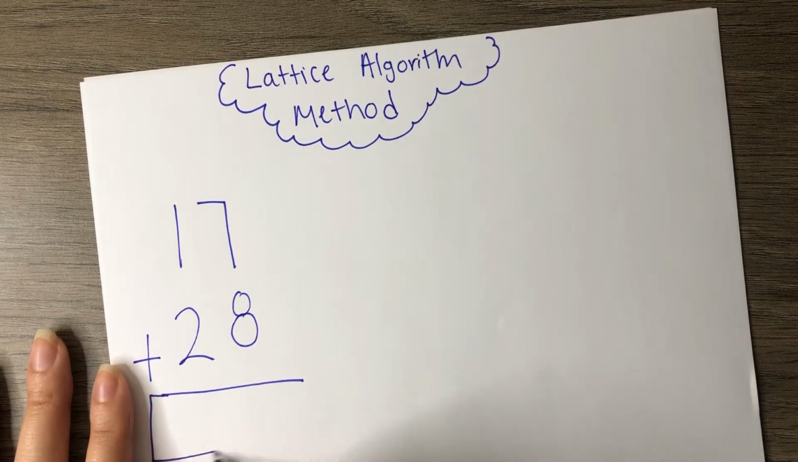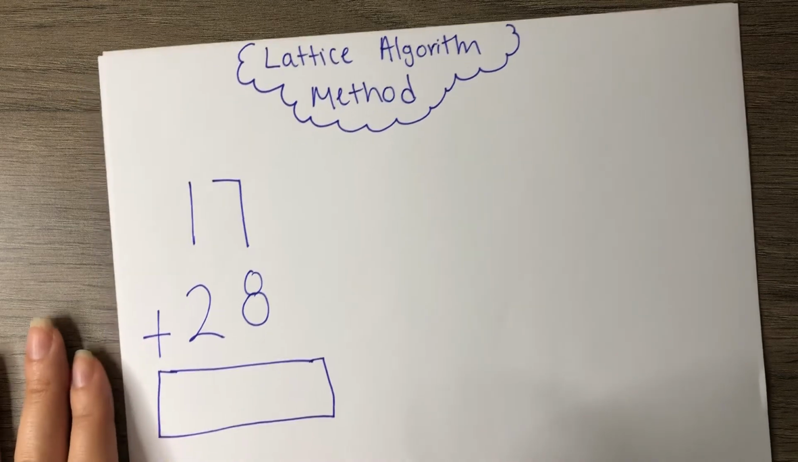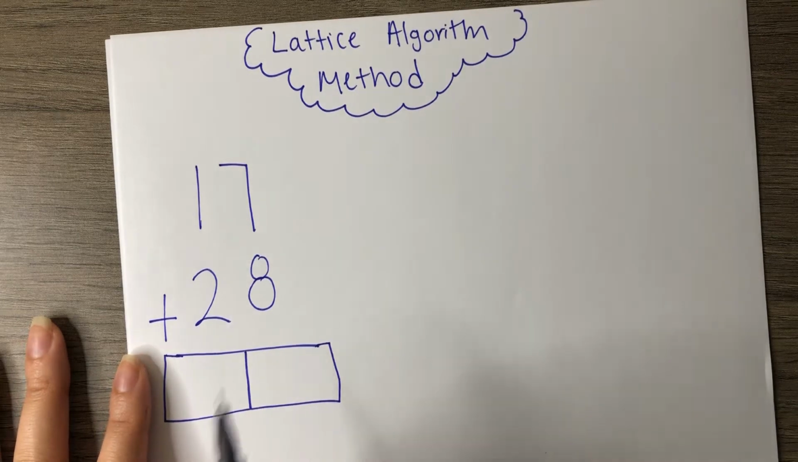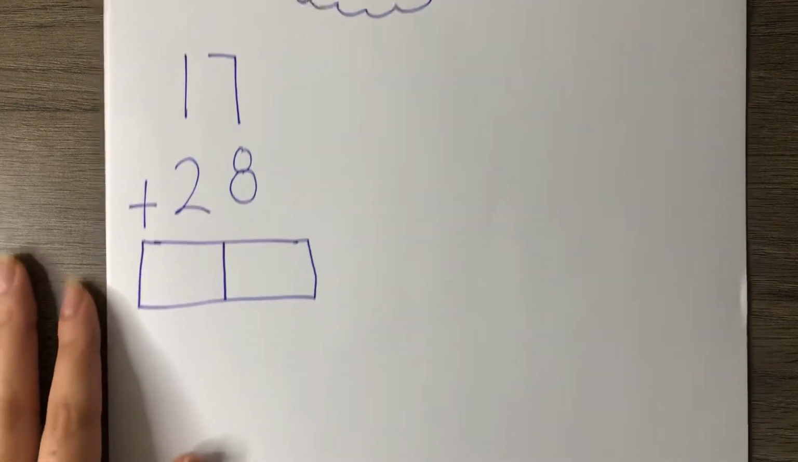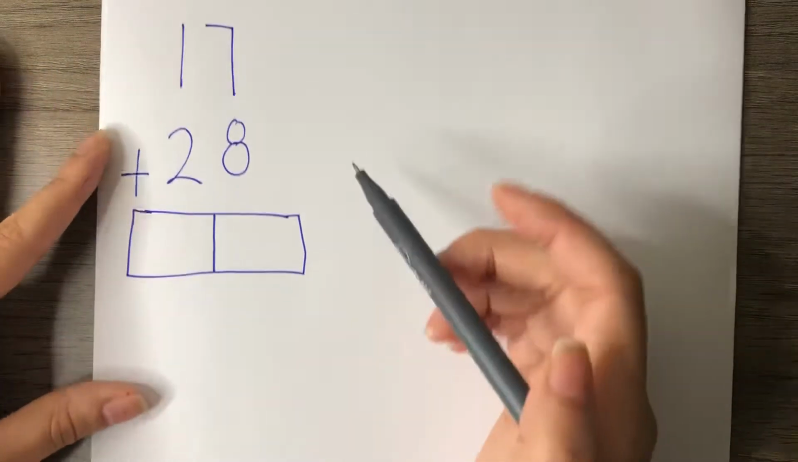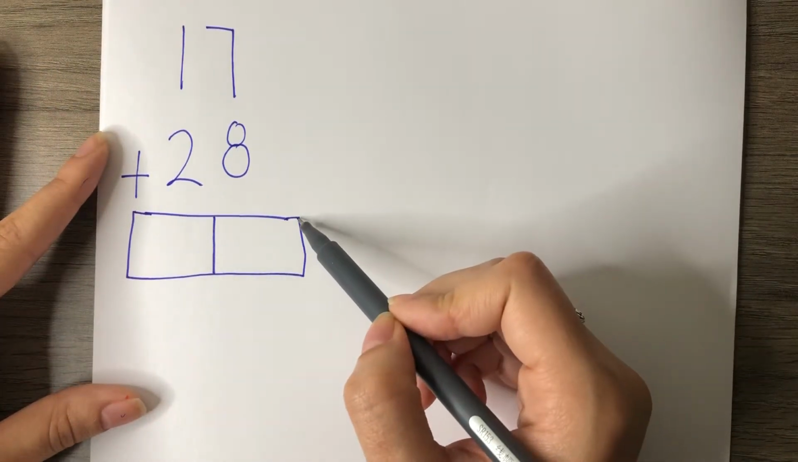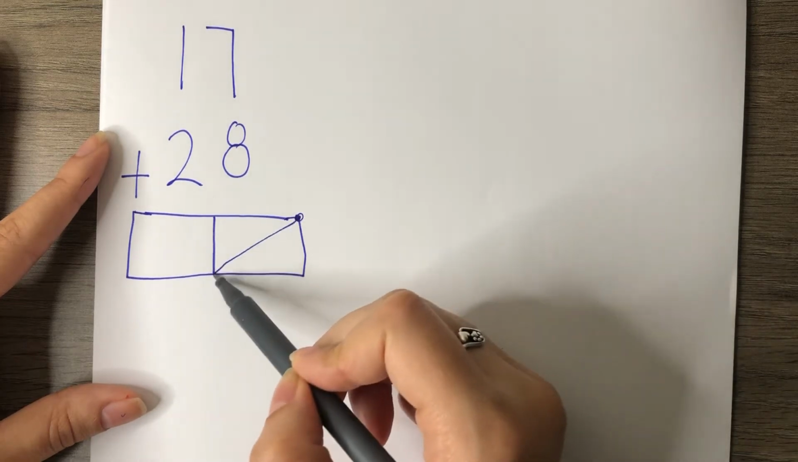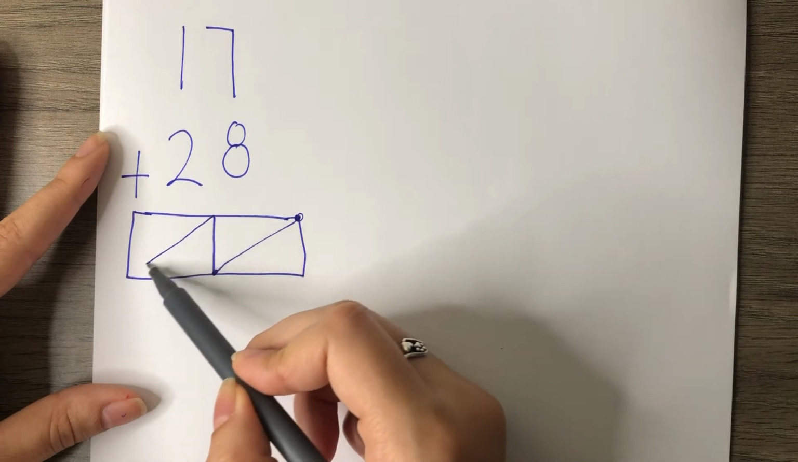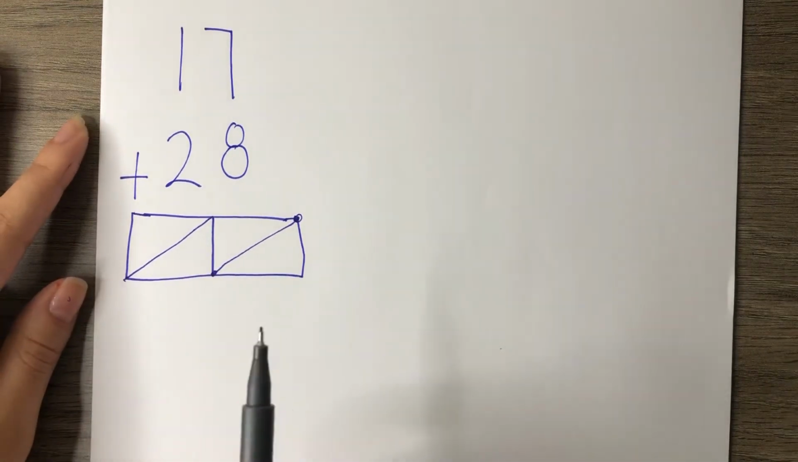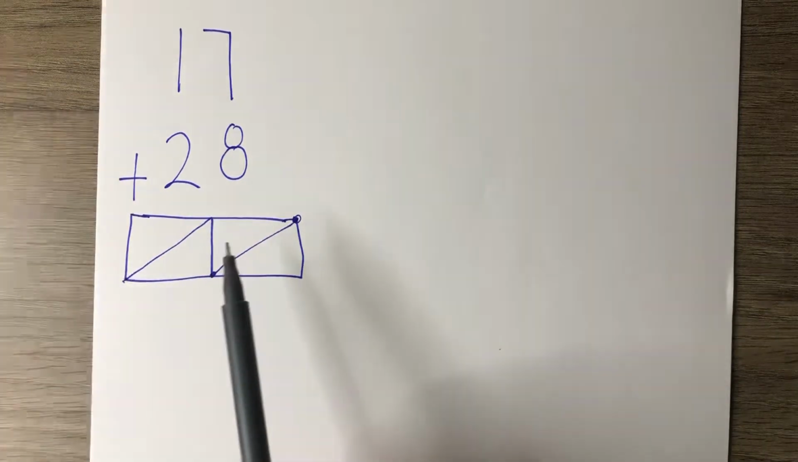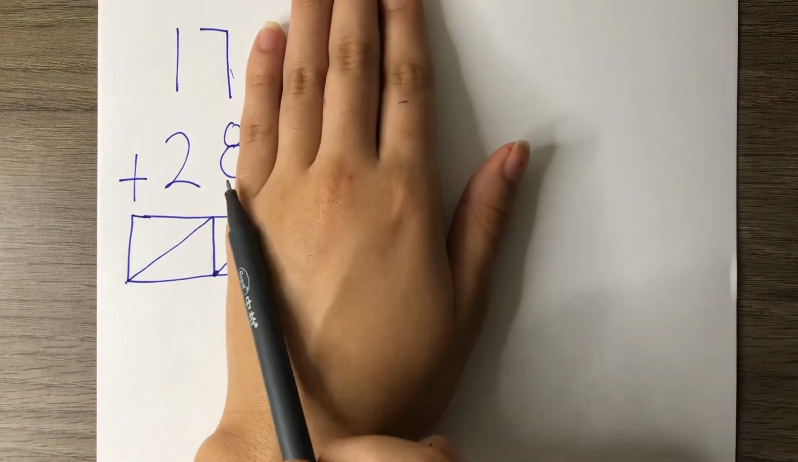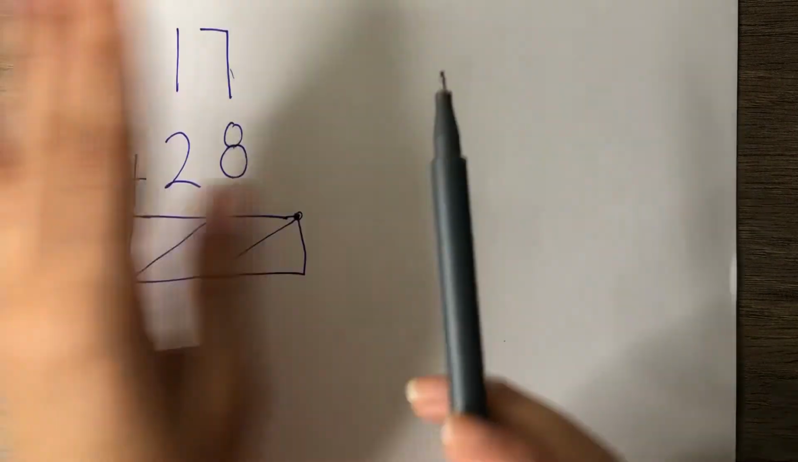So we're going to draw a big rectangle. And then we're going to split it into 2 boxes because our largest number has 2 digits. Then we are going to do a diagonal. This is our next step, a diagonal line from our top right corner to our bottom left corner. And then we're going to do the same for this one. I want you to remember that this box belongs to our ones place and this box belongs to our tens place in our addition problem.